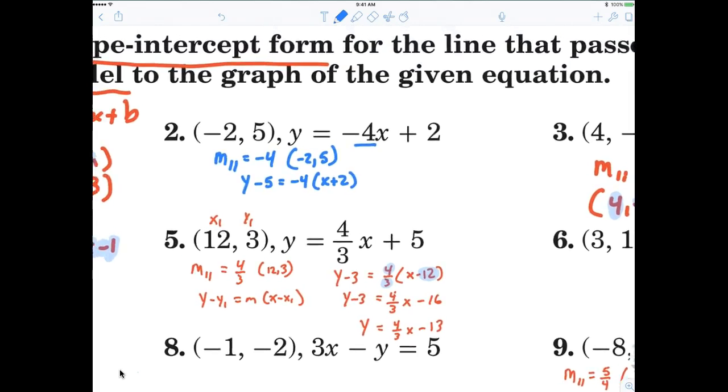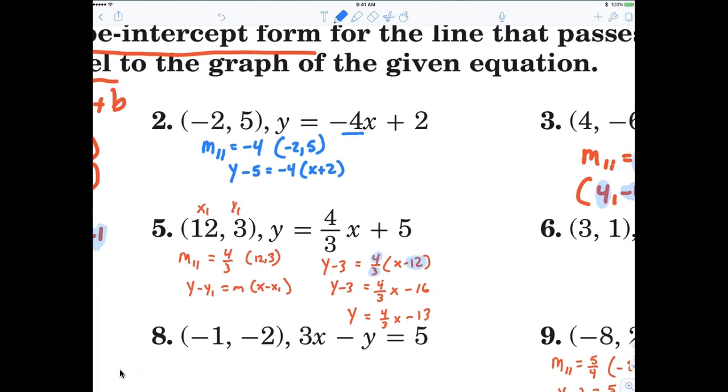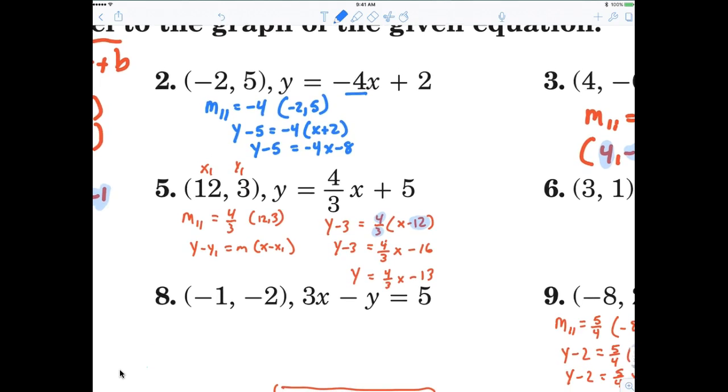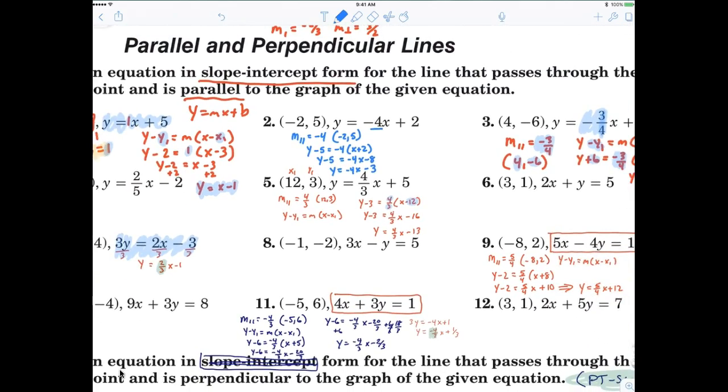Then what are we going to do? We're going to put it into slope-intercept form, so I have to distribute the negative 4. When I do that, y minus 5 equals negative 4x minus 8. And we're going to add 5 to both sides, so y equals negative 4x minus 3. Hopefully you remember that now. Anytime you want to do parallel lines, they have the same slopes. So with that, let's slide over and take a look at question number 4.